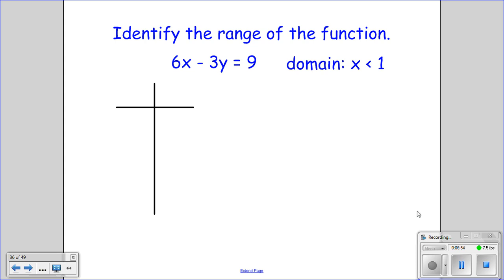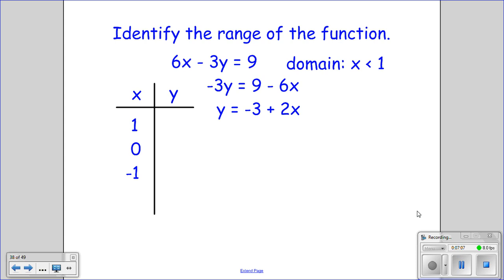Let's identify the range of this function. First thing we need to do is put it in y equals format. So we are going to put that into -3y equals 9 minus 6x, and that is then y equals -3 plus 2x. I've chosen my x's to be 1, 0, and -1 because my domain says that x's have to be less than 1. So I start with the number 1, and then I get smaller and smaller. When I put those x's into the equation, I found out that my corresponding y's are -1, -3, and -5.